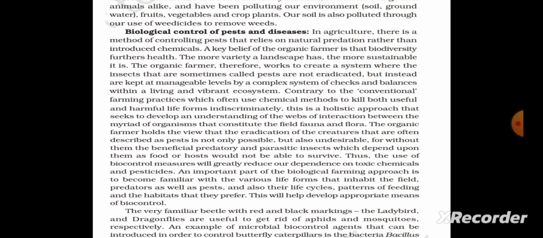Contrary to the conventional farming practices, which often use chemical methods to kill both useful and harmful life forms indiscriminately, this is a holistic approach that seeks to develop an understanding of the webs of interaction between the myriad of organisms that constitute the field fauna and flora.